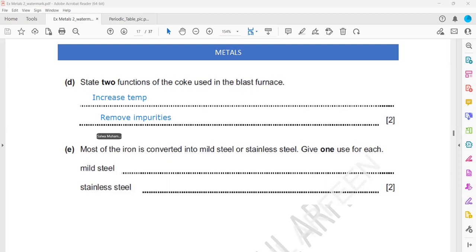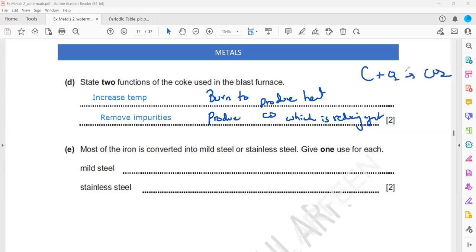If you directly write remove impurity, no. Look, the simple points to mention: first, it burns to produce heat, increasing the temperature. The second thing, it can also be a reducing agent, because carbon is a reducing agent, or it produces carbon monoxide, which is a reducing agent. When carbon reacts with oxygen, it gives carbon dioxide. That is one use, to produce heat energy. Carbon dioxide further reacts with more carbon or coke to produce carbon monoxide. And this carbon monoxide is a reducing agent.